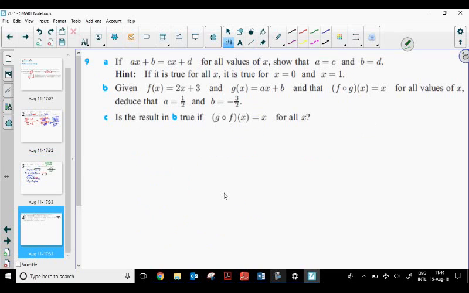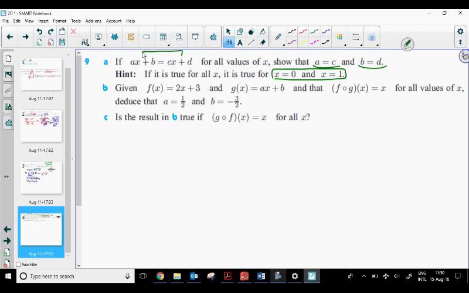Okay, here's another spin on this topic. Letter A, hopefully this is obvious to you. If we know in advance that two lines are the exact same, if ax plus b is equal to cx plus d for all values of x, then obviously their slopes need to be the same and their y-intercepts need to be the same. I can't imagine how this could be untrue, but we're going to algebraically show that now. They are nudging us along, saying that if it's true for all x by assumption, then it has to be true for x equals 0 and x equals 1.